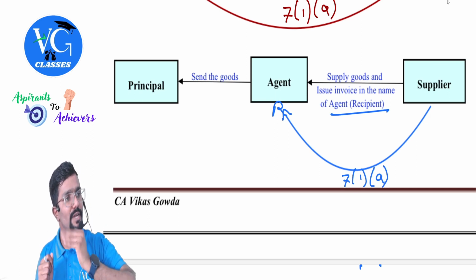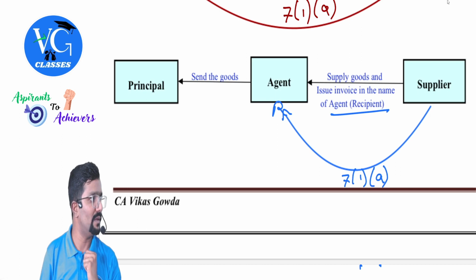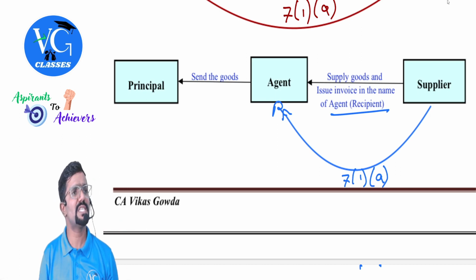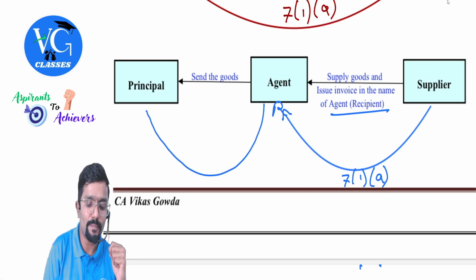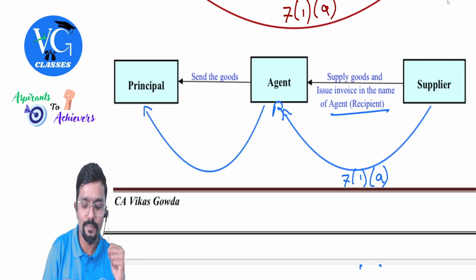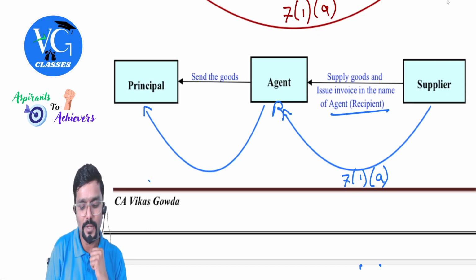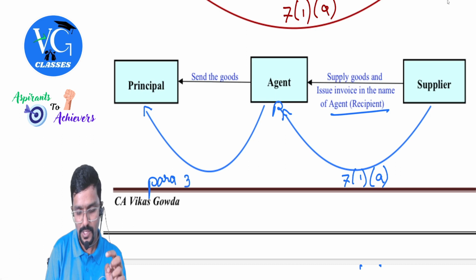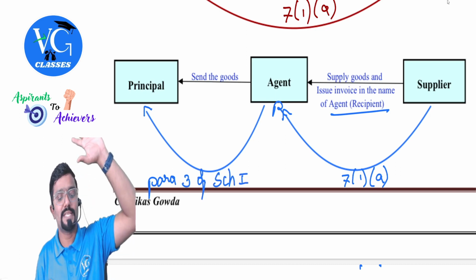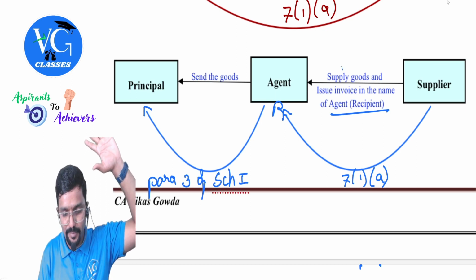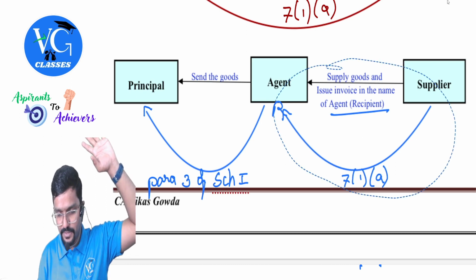Sir, the agent after receiving it is sending it to the principal. Even without consideration, still, will it be a supply? Yes, it will be a supply, guys. So is this a supply? Yes. As per what, sir? Para 3 of Schedule 1. Did you guys get it? Yes, sir. So this part, I will color it differently, better.